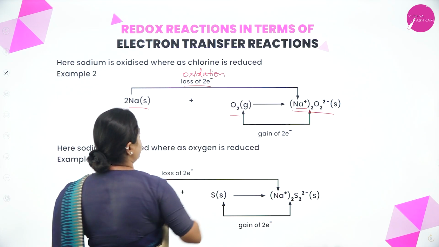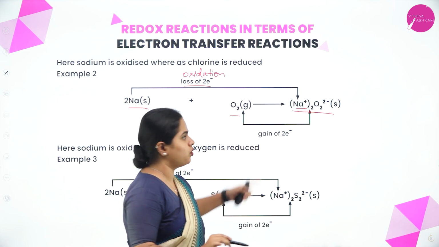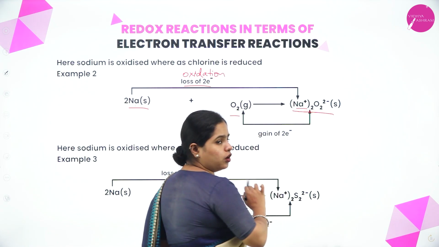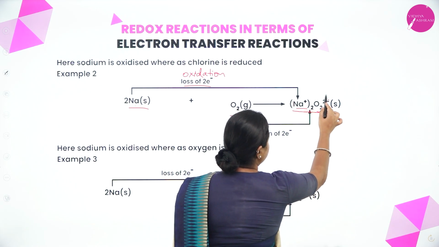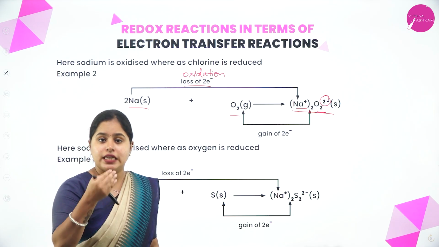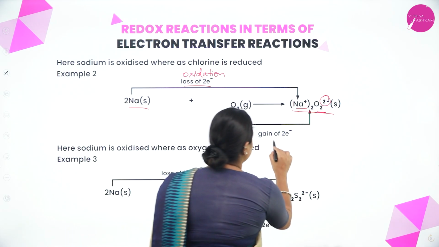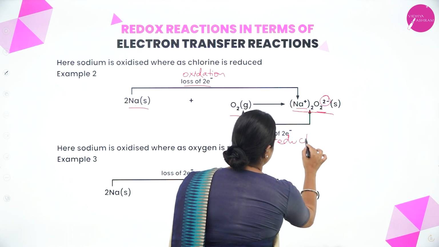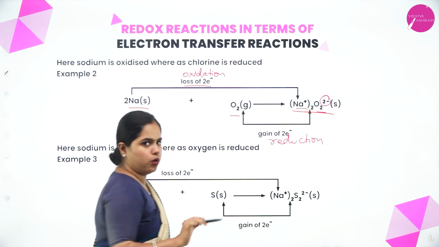2 electrons are being lost. And in the case of oxygen, you can see it is gaining 2 electrons and it forms O2 2 minus. You can see the 2 minus there. That means there is gain of 2 electrons. So a reduction process or reduction reaction is taking place. So I hope that is clear.